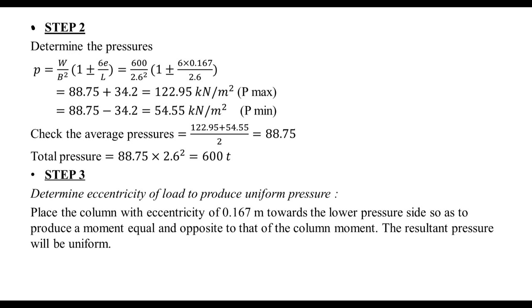Step number 3. Determine the eccentricity of the load to produce uniform pressure. Place the column with an eccentricity of 0.16 meter towards the lower pressure side, so as to produce a moment equal and opposite to that of the column moment. The resultant pressure will be uniform.